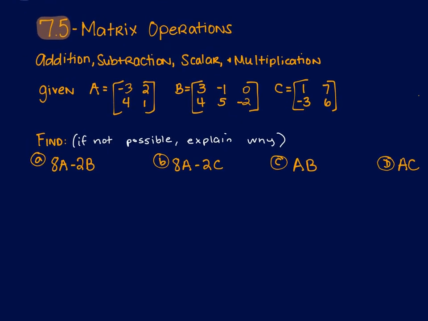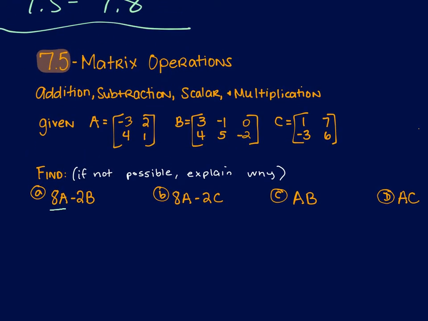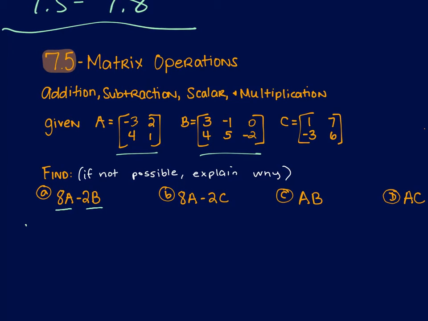So for these, you want to first check to see if it can even be done before you start any scalar multiple. So if I look at A that says 8A minus 2B, can I add or subtract A and B? No, why not? Different dimensions. You can write rows and columns don't match. I don't care how you put that, in your own words, however you want to write that, but you cannot do it.